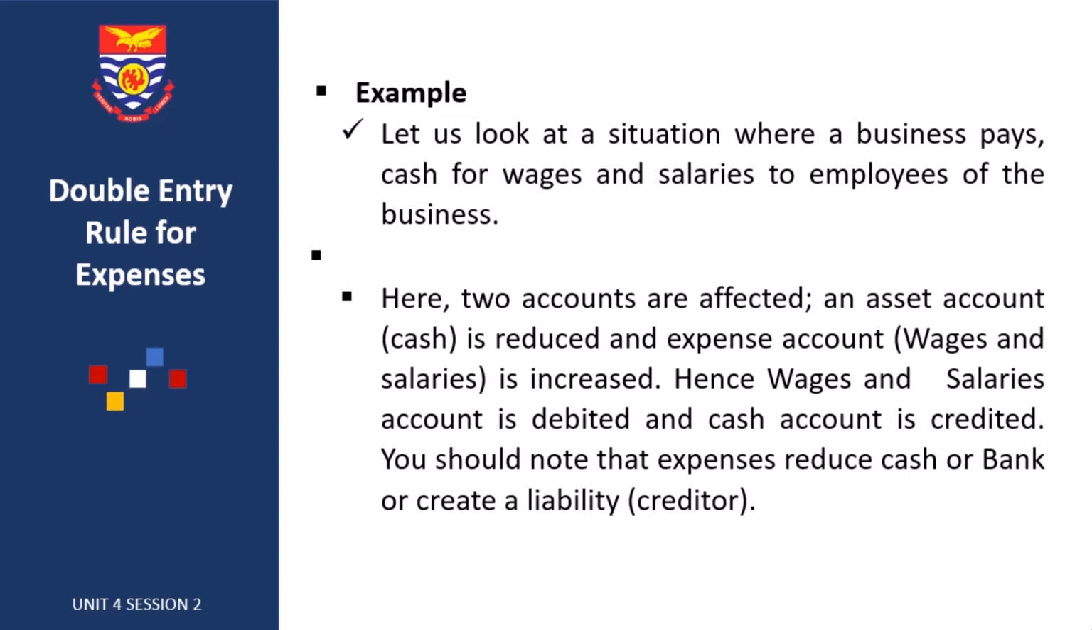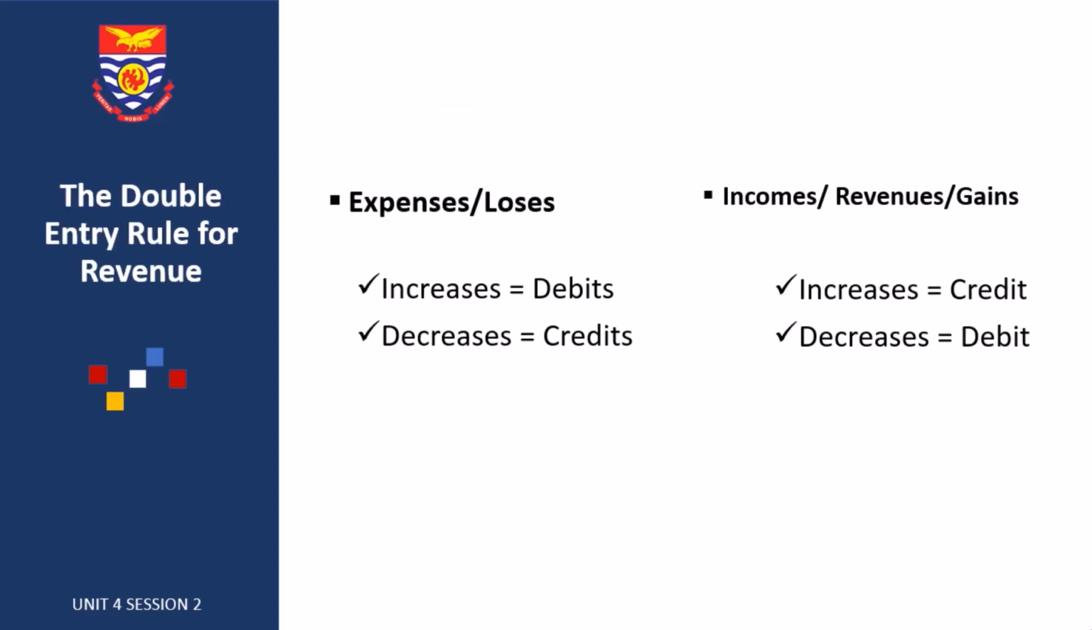You should note that the expense reduces cash or bank or creates a liability, a creditor. In a nutshell, for expenses and losses, we debit to show increase whilst we credit to show decrease. It is also expected that expenses will have a debit balance. Whilst for income, revenues and gains, we credit to show increase and debit to show decreases.